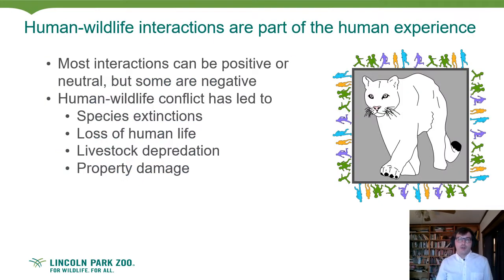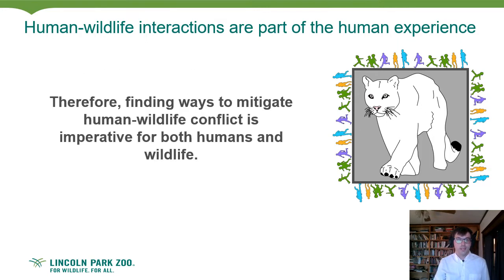Human-wildlife interactions are part of the human experience for people worldwide. And while most of these interactions can be positive or neutral, some of these can be negative. Human-wildlife conflict, for example, has led to things like species extinction, loss of human life, a lot of livestock depredation, and a significant amount of property damage in the billions and billions of dollars. Because of this, finding ways to mitigate human-wildlife conflict is really important for both humans and for wildlife.